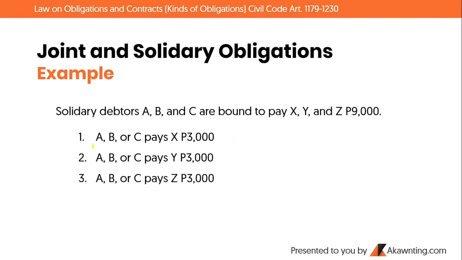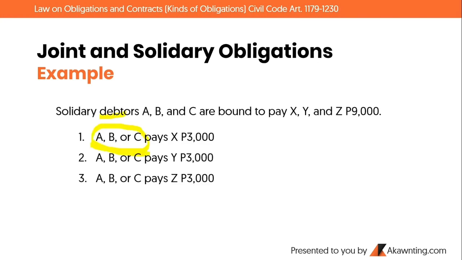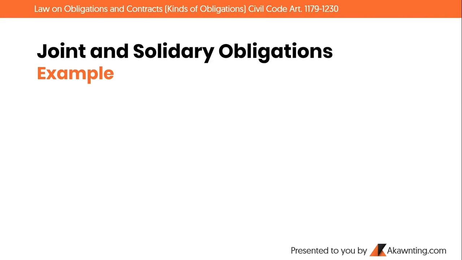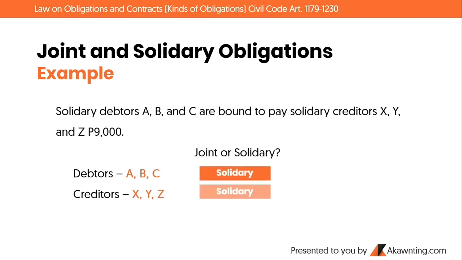Okay? So, nabaliktad this time. Kanina, dahil solidary yung creditor, sila yung X or Y or Z. Di ba? Pero this time, dahil debtors naman ang solidary, sila naman na yung or. Okay? So, i-analyze nyo yan. Assignment nyo yan kung bakit ganyan ang pagkaka-construct natin ng mga distinct debts.